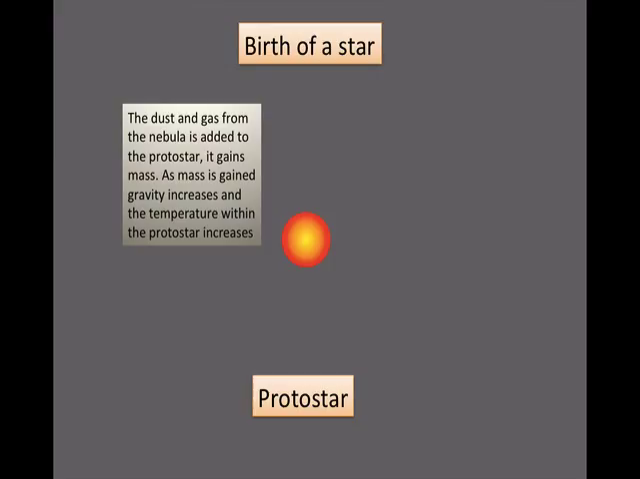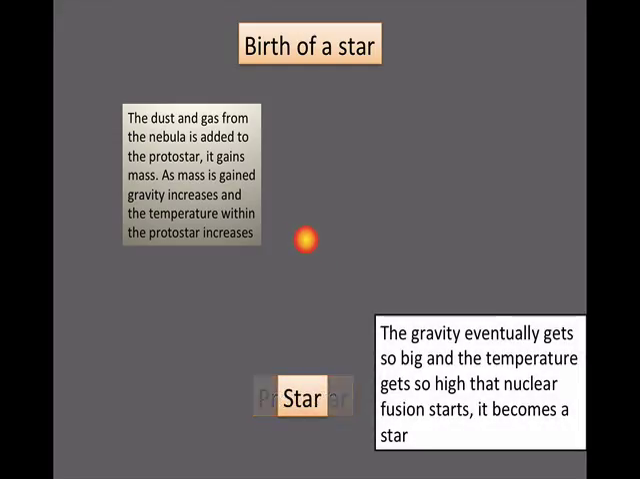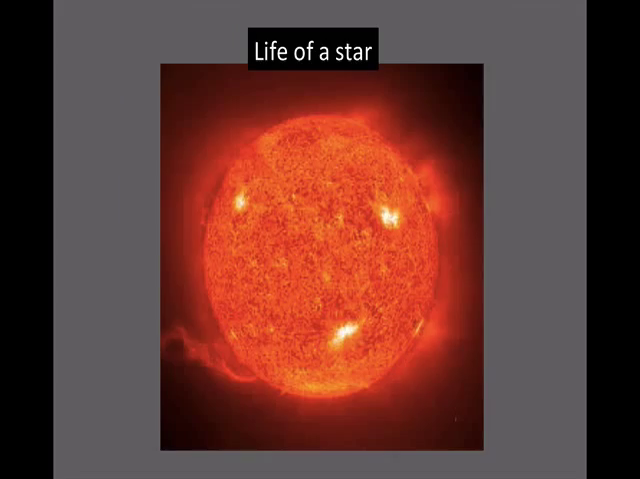Gravity causes the thing to collapse. The temperature heats up in the center. The temperature heats up to a point where you get, well, basically ignition occurring. And the ignition is the point where the star is born. So the gravity eventually gets so big and the temperature gets so high that nuclear fusion starts. It becomes a star.